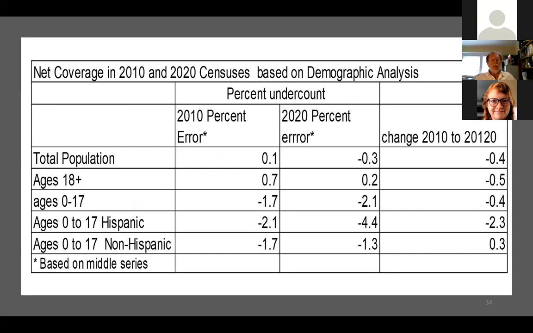These are some of the undercount rates that we've been able to calculate so far based on the 2020 census and DA. That middle column is the one that shows the 2020 data. The first column is 2010 data. I'll draw your attention to the fourth figure down there, minus 4.4, which is the net undercount for Hispanic children age 0 to 17, which is twice as high as it was in 2010.